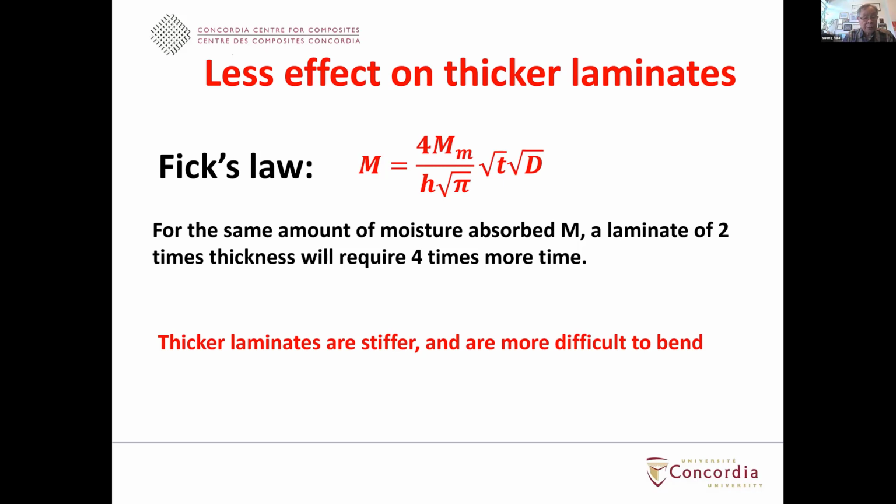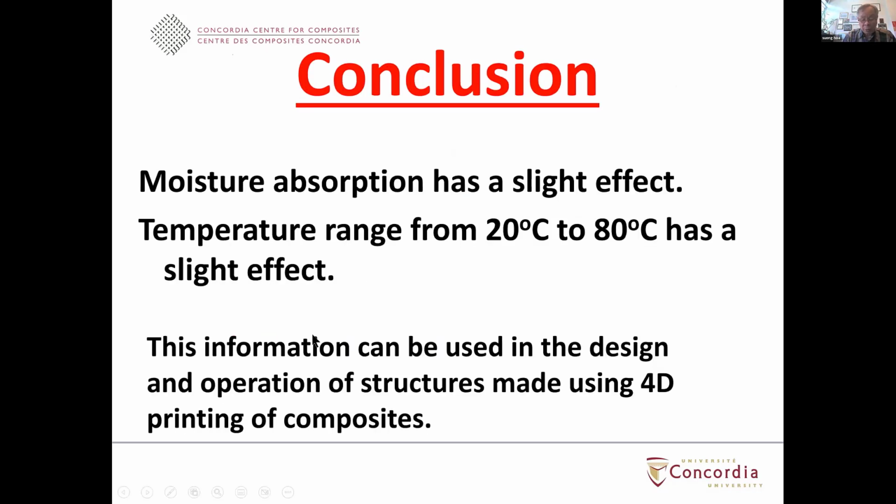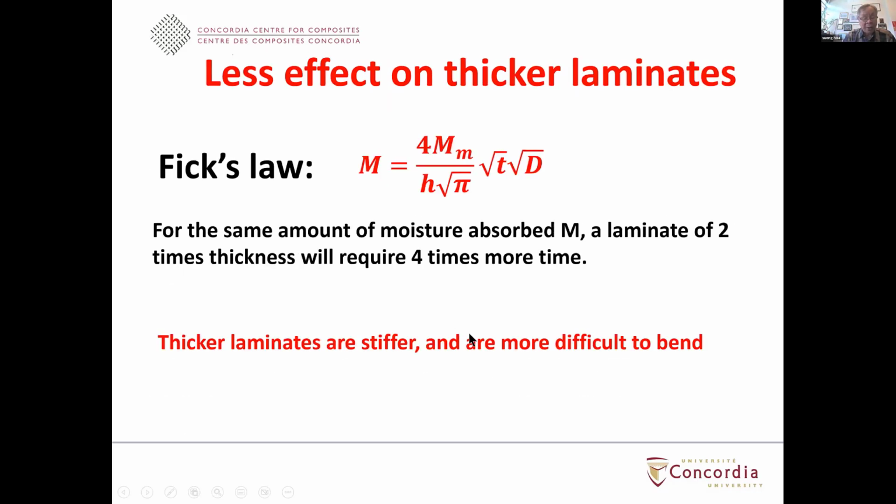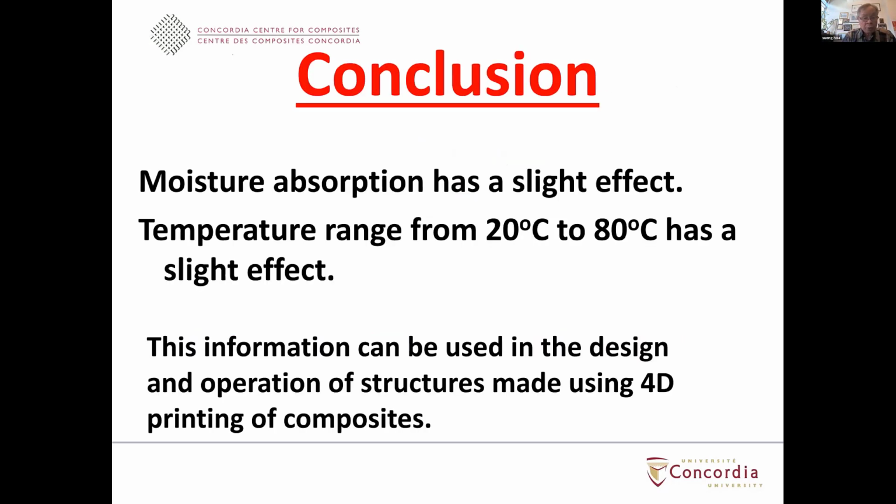Also, a thicker laminate will be more difficult to make. So the study that we made is only on a very thin laminate of only 2 layers, but for a thicker one, the effect will be less. So for conclusion, we can say that the moisture absorption has a slight effect, and the temperature range from 20 to 80 degrees centigrade also has a slight effect.